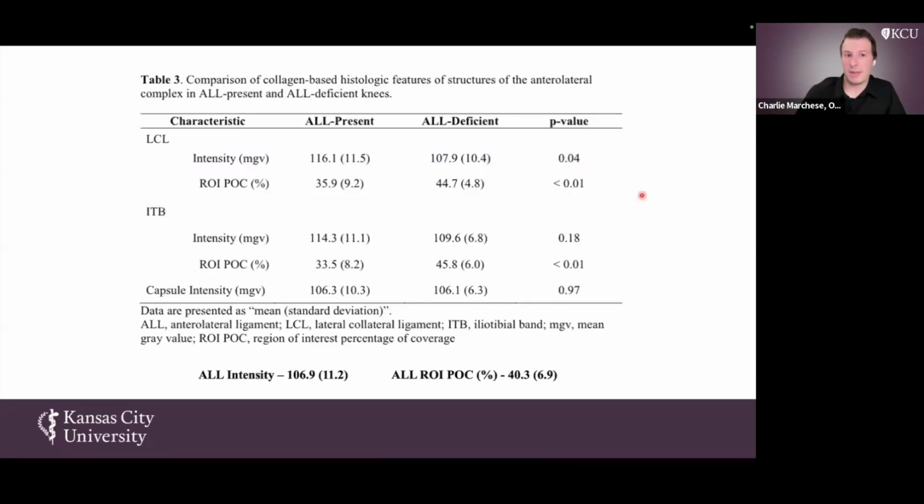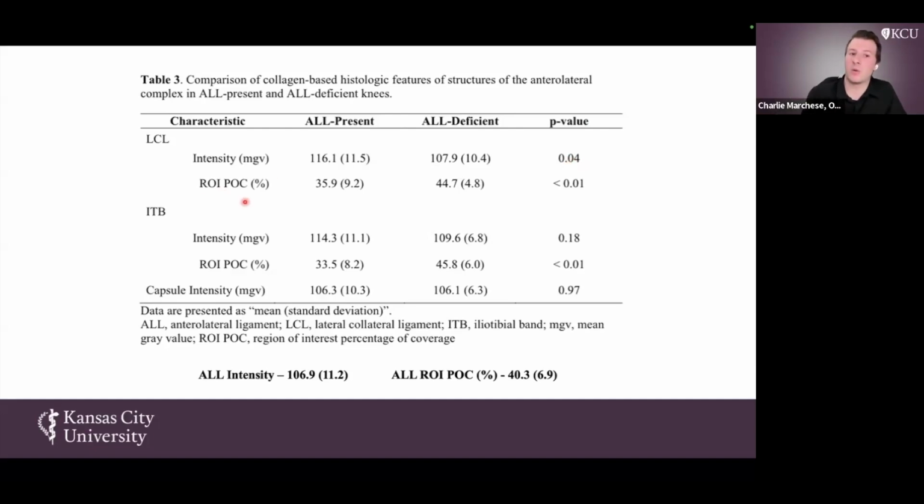And here are our results of that discussion. So again, ALL present knees are on the left, ALL deficient knees are on the right. When we looked at our intensity, intensity is our mean gray value, right? More collagen is a lower number. So this value of 107.9 is lower than 116, which means that our ALL deficient knees within the LCL contained more collagen, or I guess a higher collagen density than our ALL present knees did. And this was significant at 0.04.